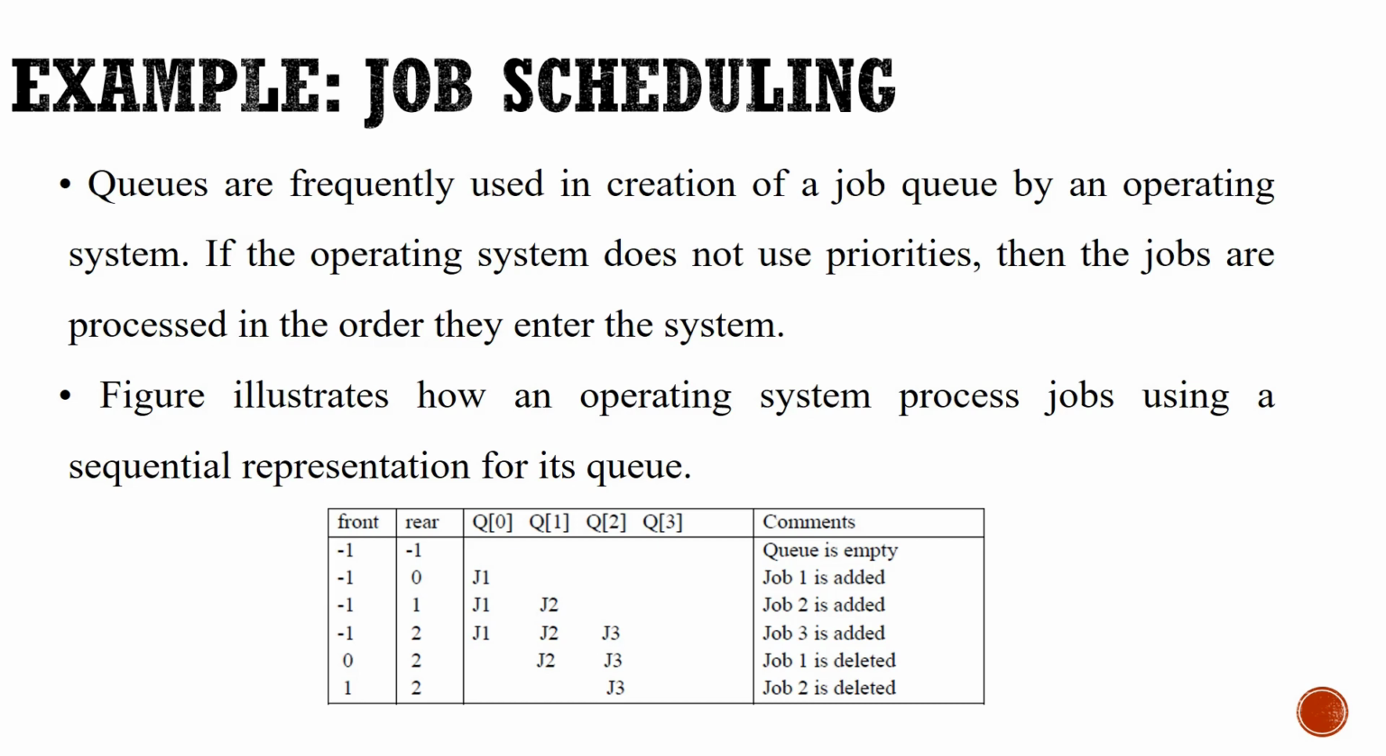Front always points to the previous index value, you have to remember. That is, it pointing at 0 means the element is not present at 0. The next element is there at index value 1. So next case, when I delete the next job, that is J2, the front is incremented by 1. That is, now the front value will be equal to 1 and the rear will be equal to 2. This is how the job scheduling is performed in the operating system of the system.